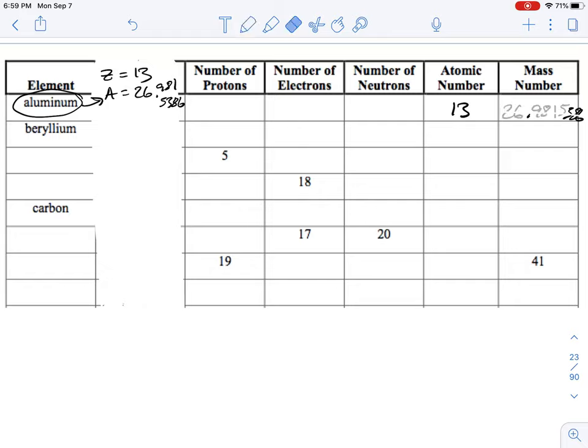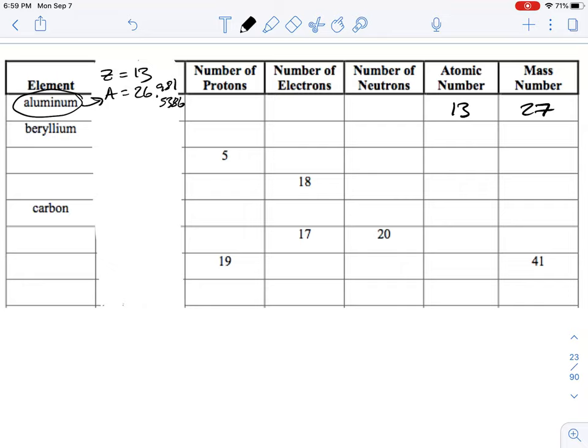And so sometimes you guys will see the mass number be rounded to the nearest whole number. And so we can take the mass number and just round it up to 27, and that's fine for now. When we start performing stoichiometry and calculations, we need to consider the decimals. But for now, we're just going to round it to the nearest whole number.